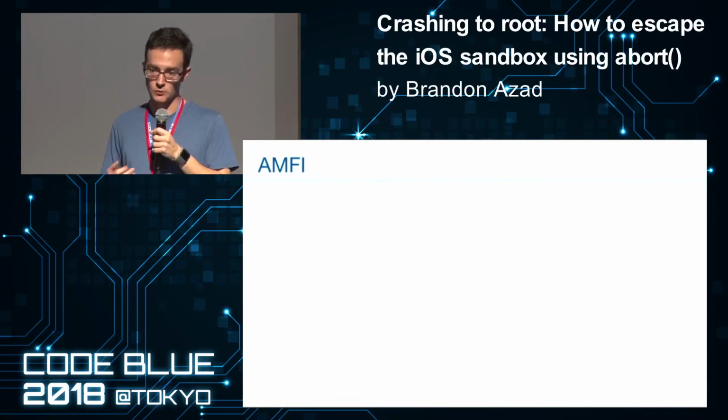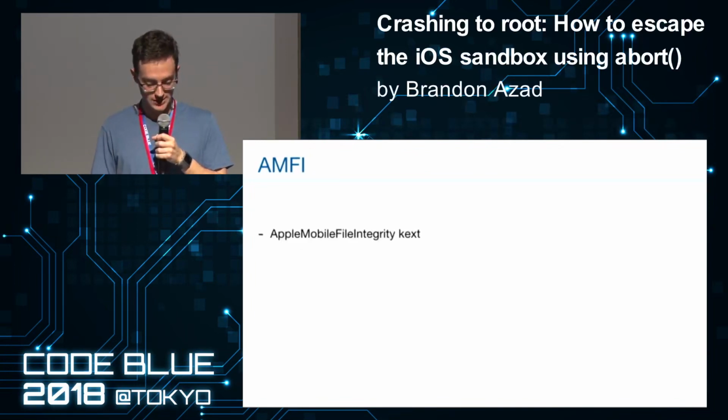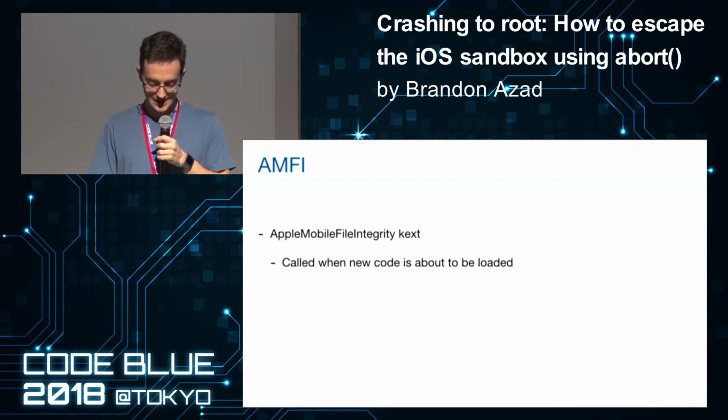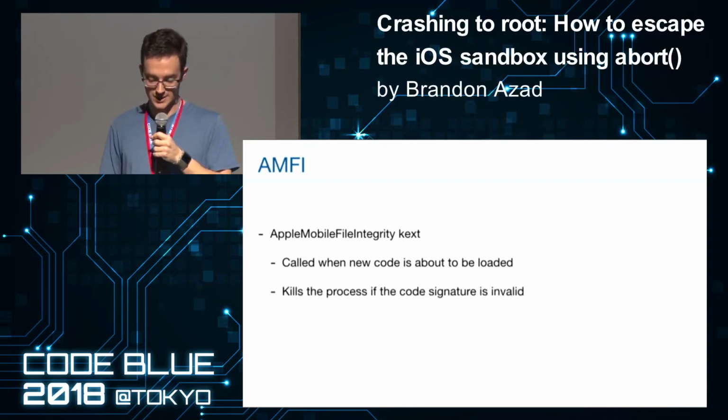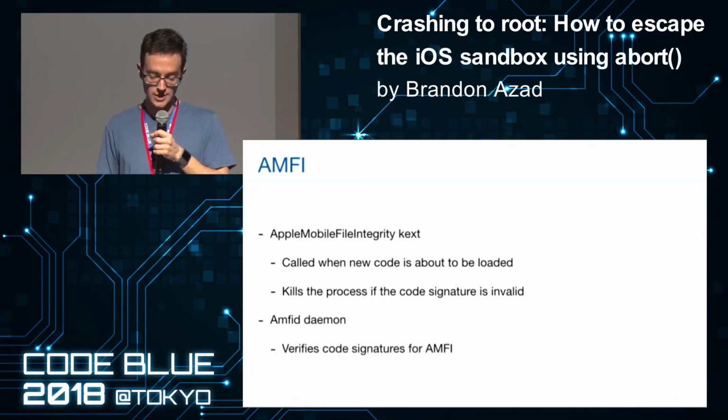Up until this point, we've been able to avoid talking about AMFI, but we actually need to do so now. AMFI stands for Apple Mobile File Integrity, which is the kernel extension that enforces code signing. It gets called whenever new code is about to be loaded onto the device and needs to be validated. And AMFI will kill the process if the code signature is invalid. But since doing code signature checking is really complicated and slow, AMFI actually delegates this checking to the amfid daemon in user space. So this daemon is what actually does the work of verifying your code signatures, and so it's the component that we'll need to bypass if we're going to get our payload to spawn.